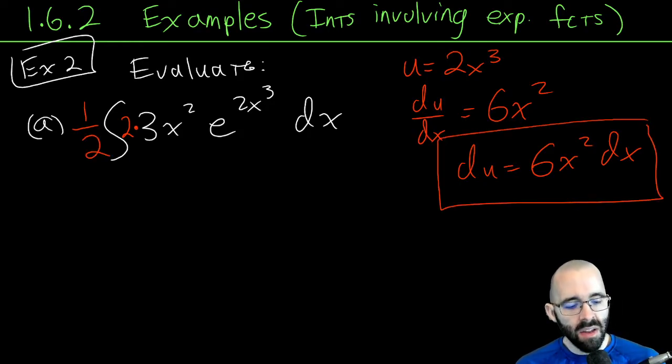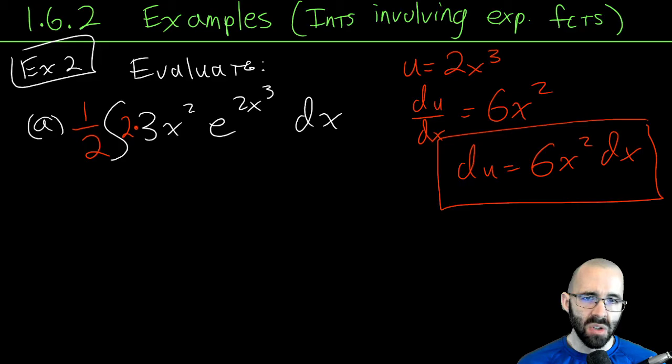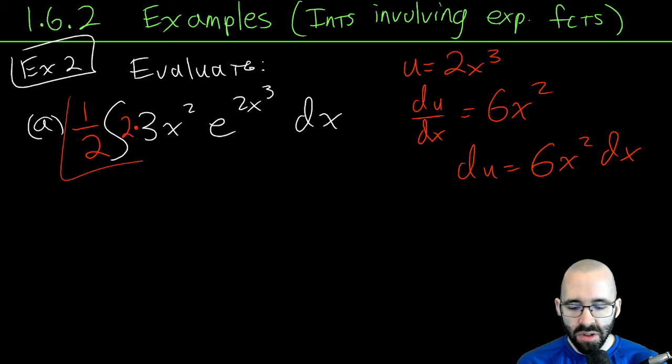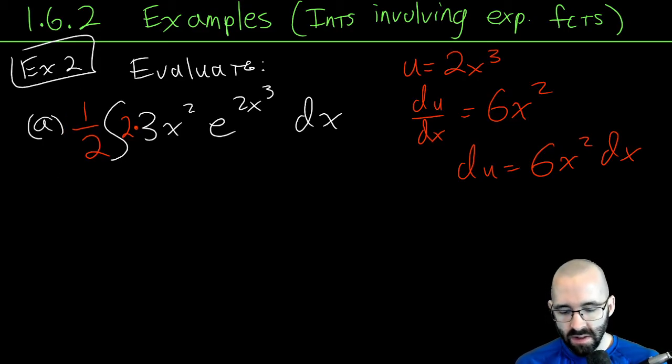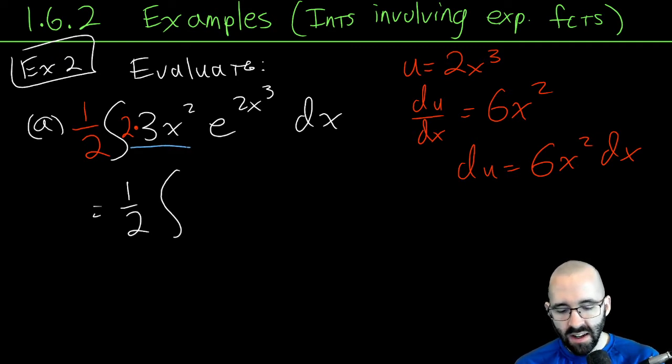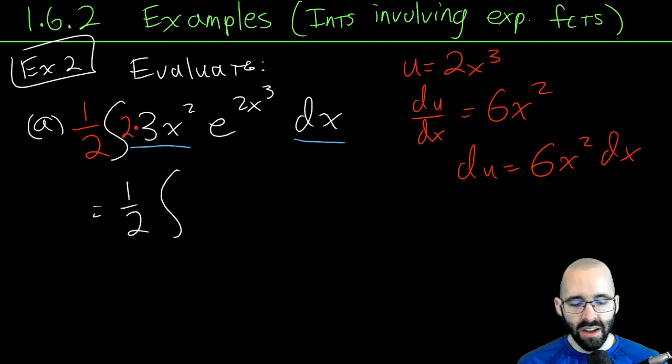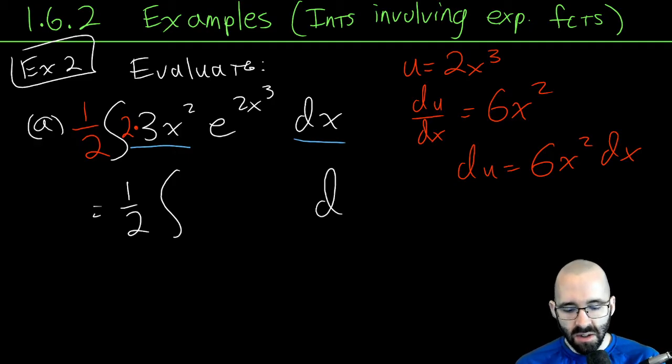Remember, there was also another method where you could take this boxed guy and solve for dx. That's usually more straightforward, but more steps. Or you can just multiply by 2 and divide by 2. So if we do that, we get 1/2 integral of 6x squared dx. Everything in blue just becomes du. The only thing left is this green guy, and this green guy is just e to the u.